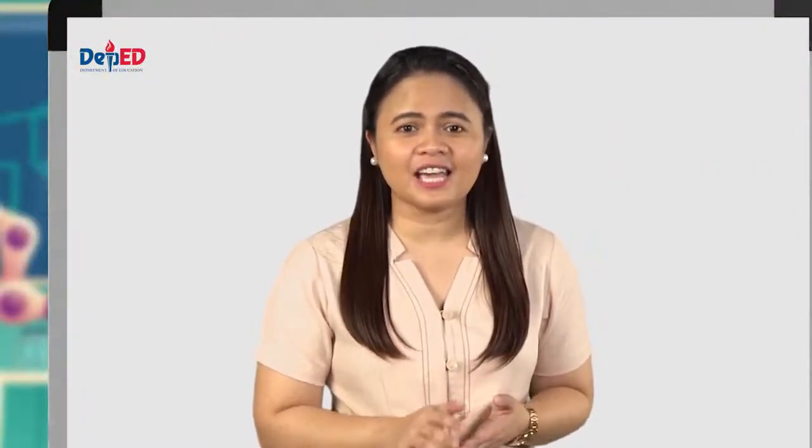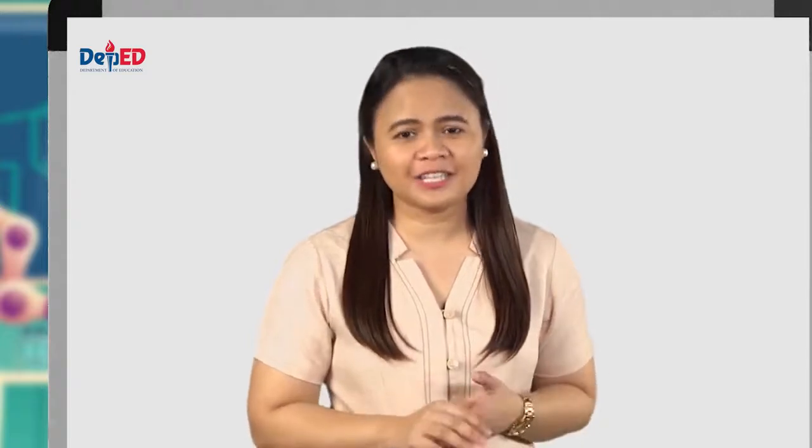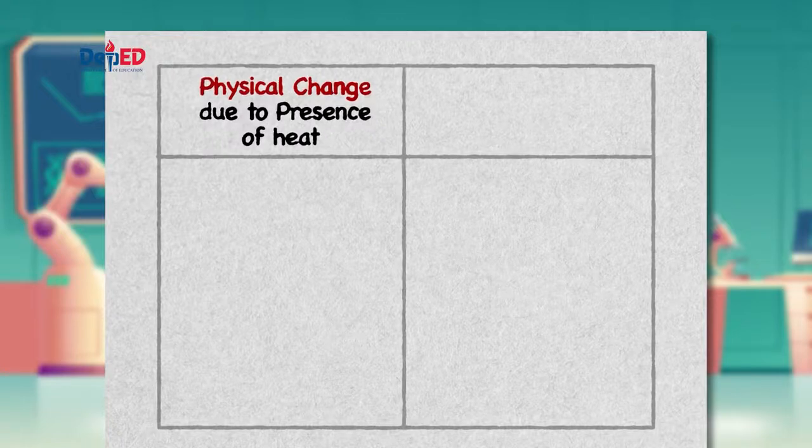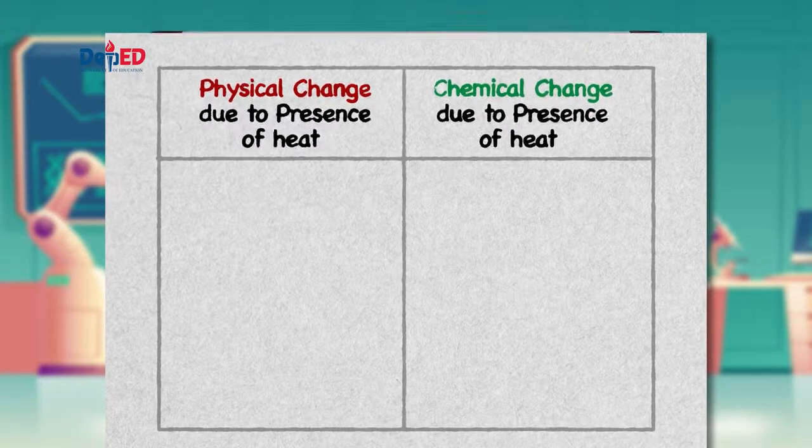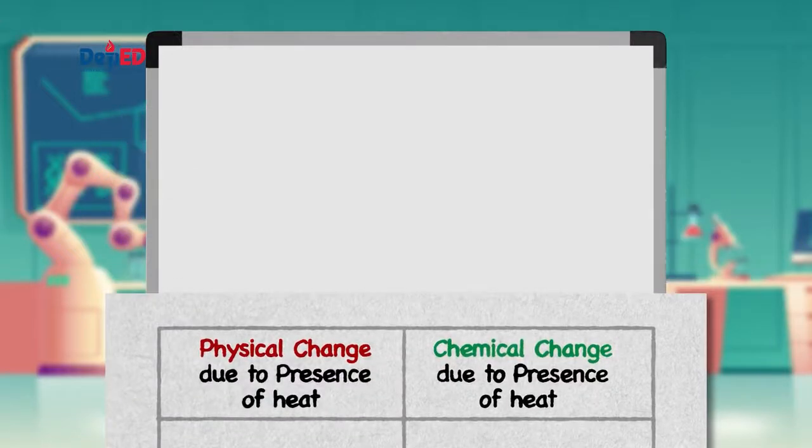To further test your knowledge, let's identify the next activity that shows physical and chemical changes. Read the activities written inside the box. Identify which shows physical change or chemical change. Are you ready? Instruction. Make 2 columns. One for physical change due to the presence of heat, and second, chemical change due to the presence of heat. Write the following statements to its proper column.